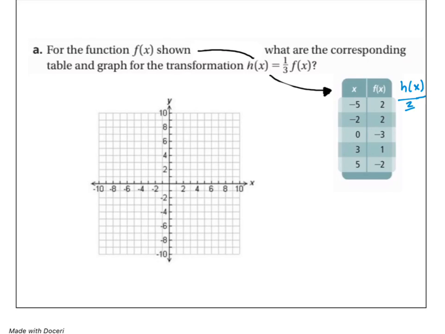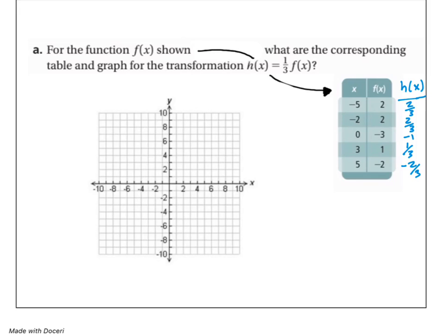So that'd be 2/3 here, 2/3 here. This would be negative 1. This would be 1/3, and this would be negative 2/3. Then we just want to graph both of these to compare the shrink. So I'm going to go ahead and graph.